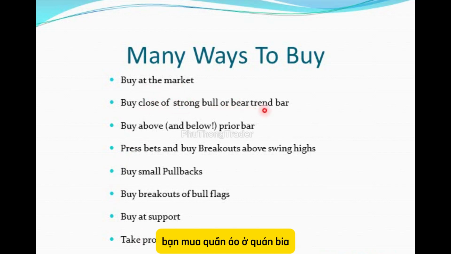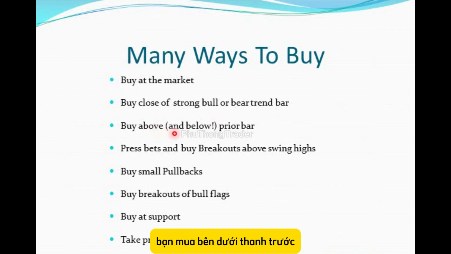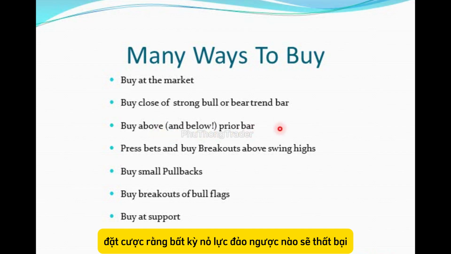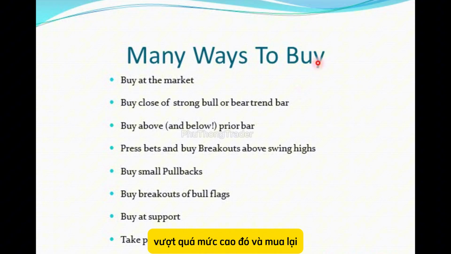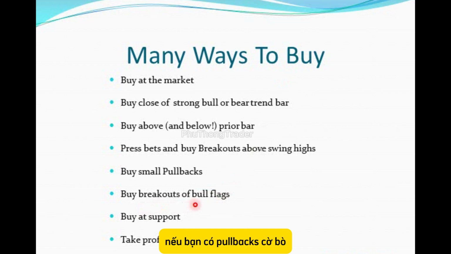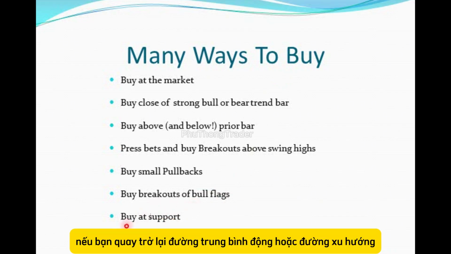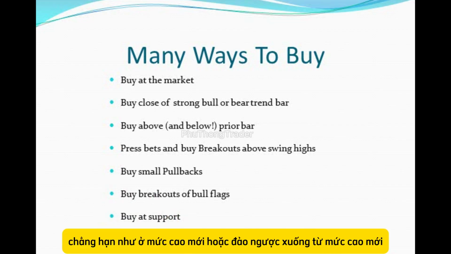You buy at the close of bear bars. So if the market is in a bull channel and you have a bear bar, you buy its close. You buy above the high of the prior bar. You buy below the prior bar, betting that any reversal attempt will fail. You press bets and you buy breakouts above swing highs. So the market goes up, you have a pullback, place a buy stop 1 tick above that high and buy again as the trend resumes and goes above the prior high. If you have bull flags, pullbacks, you buy breakouts of the bull flags. If you pull back to the moving average or a trend line, any other kind of support, you buy at support. And you look to take profits at resistance, such as at new highs or reversals down from new highs.